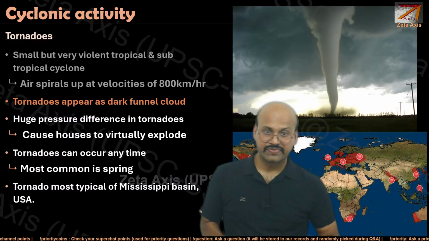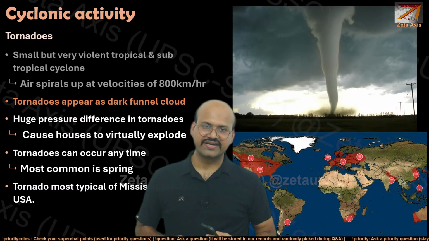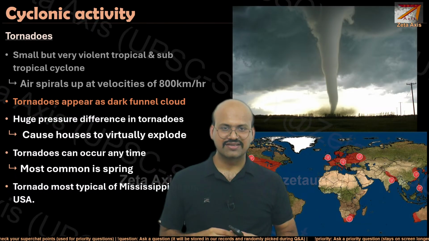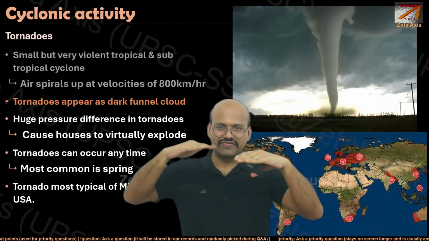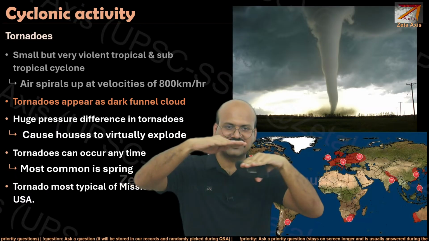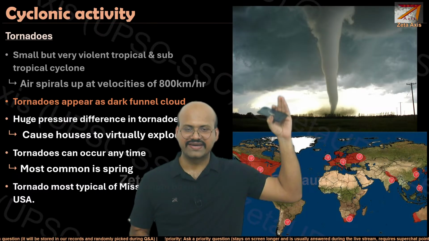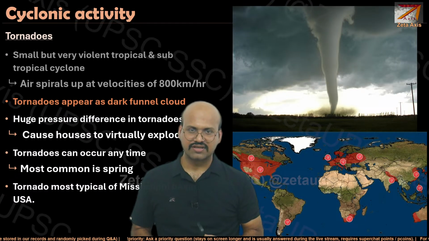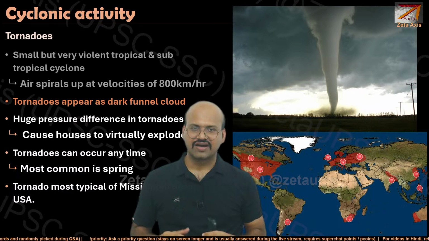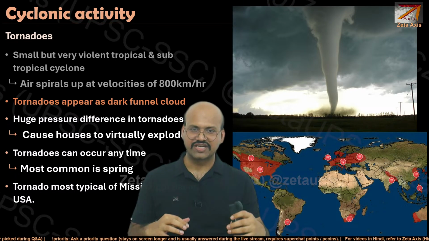Now remember, these tornadoes are created by wind shear, that is the friction between winds. So when winds are moving in different directions in different layers, they create a shear effect, and that is what creates these tornadoes. They are generally seen where there is frontal activity going on.